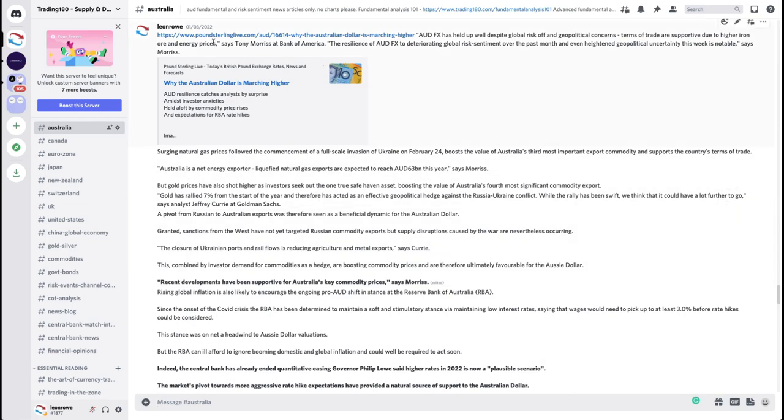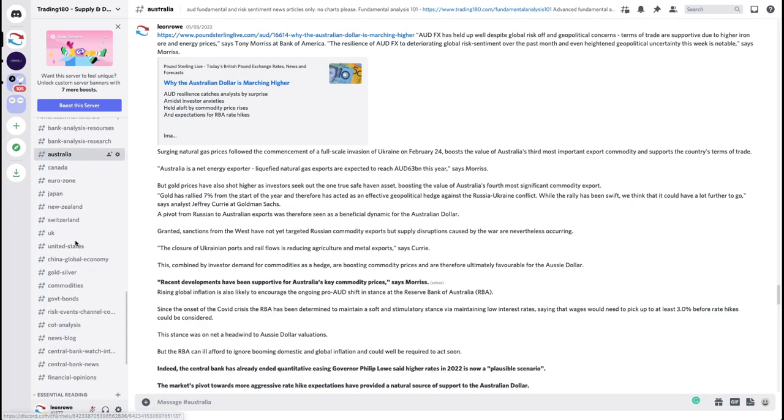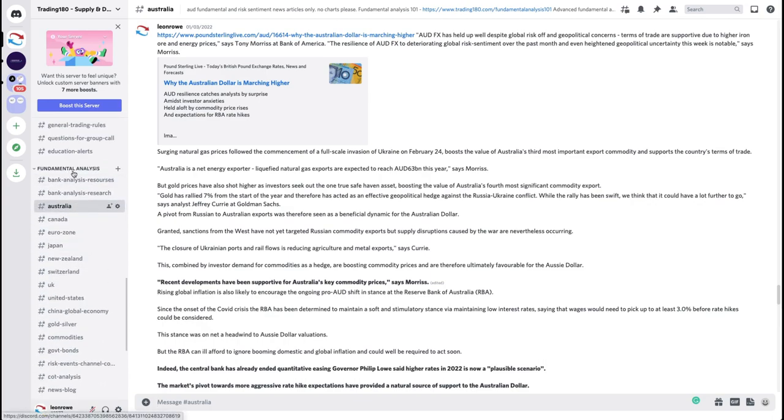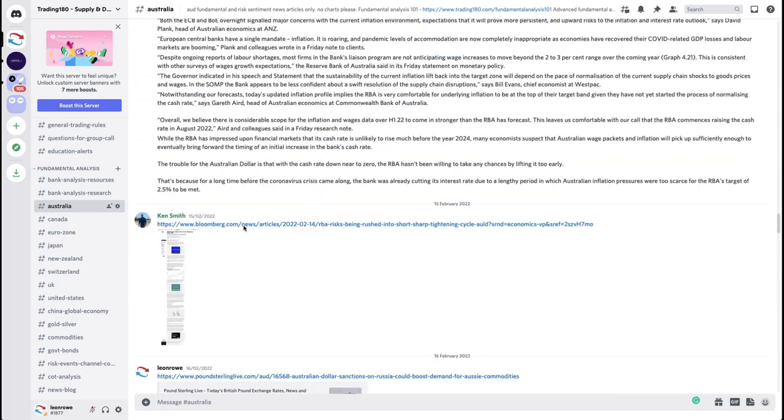Now, in our Discord group, we've got several channels. You can scroll through, etc. For those of you who are in it, you'll know. But for those of you who are not, one of the sections we have is fundamental analysis, and we look at bank analysis, resources, and research. But we also post news articles, right? And Australia, right? So you can literally go back through this if you ever join.